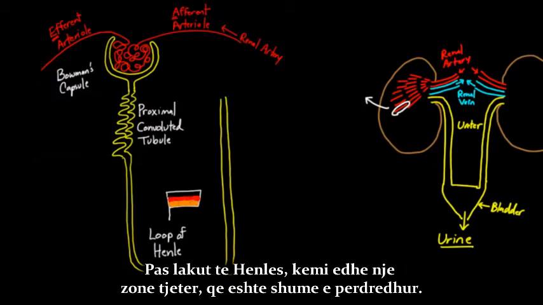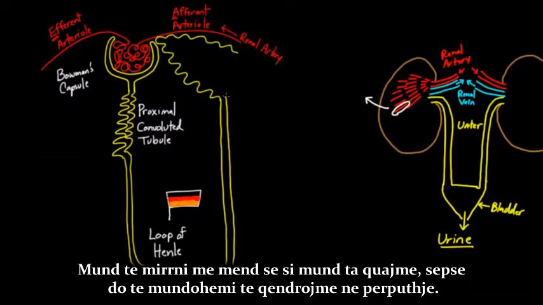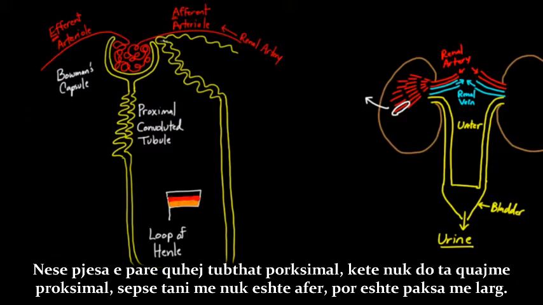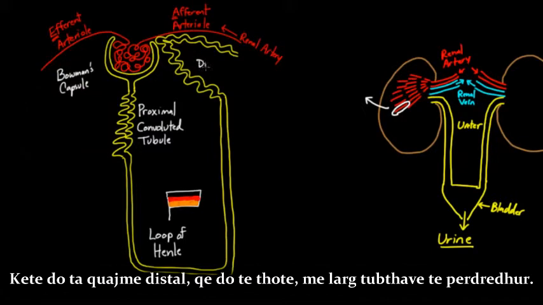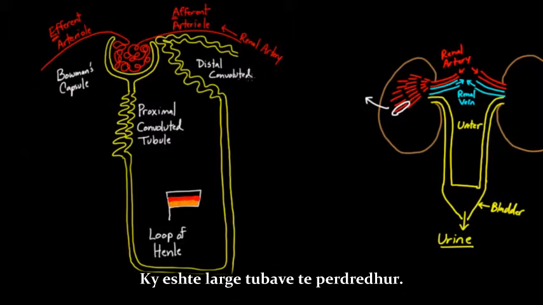And after the loop of Henle, we have another area that's very convoluted. Very convoluted. And so you can guess what we call this, because we're going to probably try to stay consistent. And if the first part was called the proximal convoluted tubule, we would call this not the proximal, because now it's not near anymore, but it's a little further away. We'd call this the distal, meaning further away, convoluted, because it's still convoluted, tubule. So this is the distal convoluted tubule.